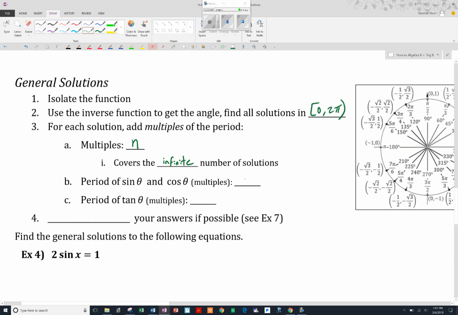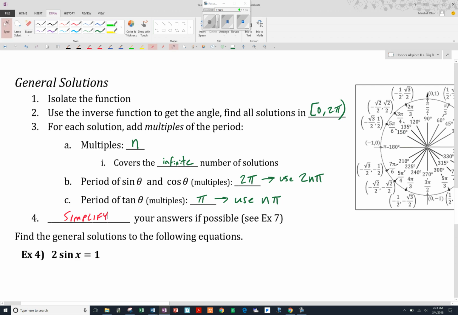And remember, the period of sine and cosine is 2 pi. Period of tangent is pi. So what we do then is, because it's 2 pi, we use 2n pi. And because it's pi, we use n times pi with tangent. We add those to our answers. Okay? And then we'll simplify our answers if possible.